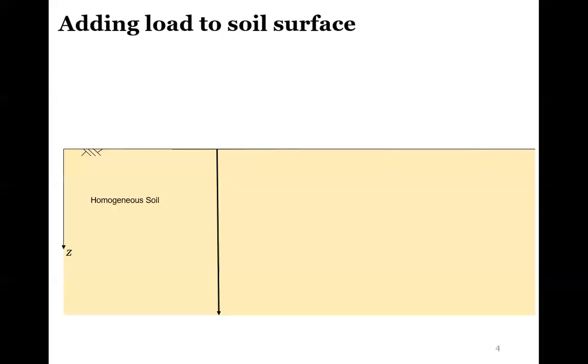So last week and the week before, we were talking about in situ stresses. Let me write it right over here. So in situ, who could tell me what the term in situ means? When you think in situ, what do you think of?